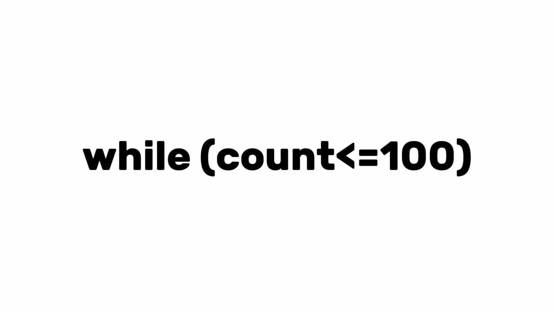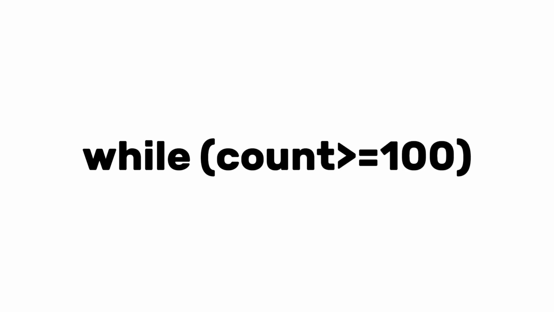While parenthesis count greater than sign equals 100. You see, this is a false condition as 1 is definitely not greater than 100. Let's see what will happen if we run this. It works, but the loop only ran once, as again, a do while statement runs at least once, even if the statement is false.